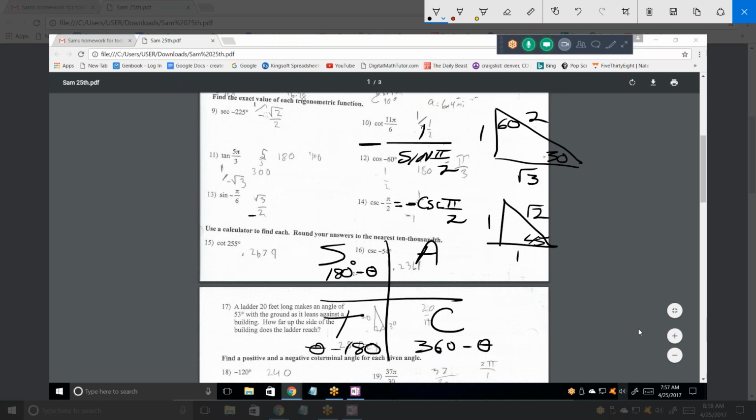That's a quadrantal angle. That's 90 degrees. The sine of pi over 2 is, let's see, it's 1. Yeah, it's 1.